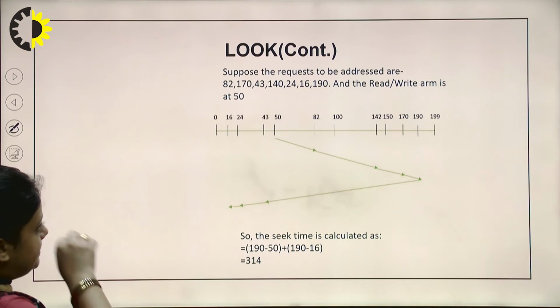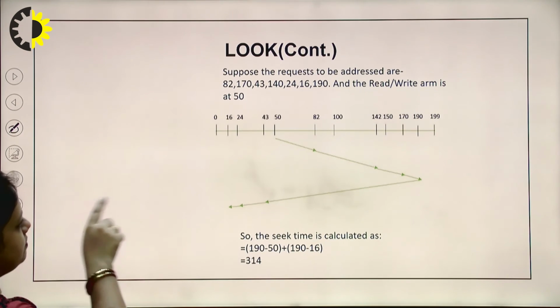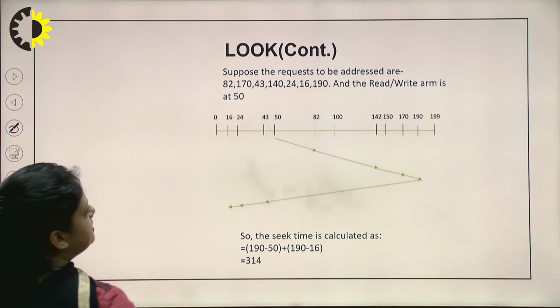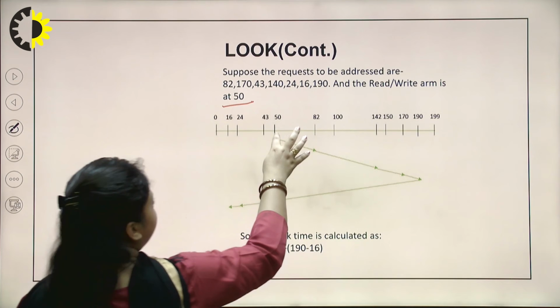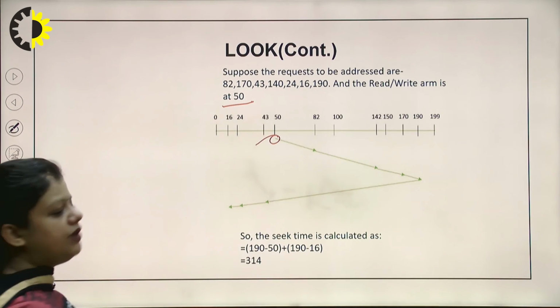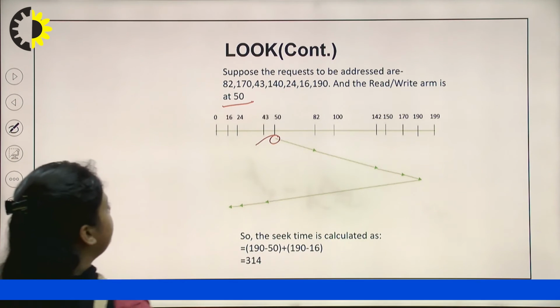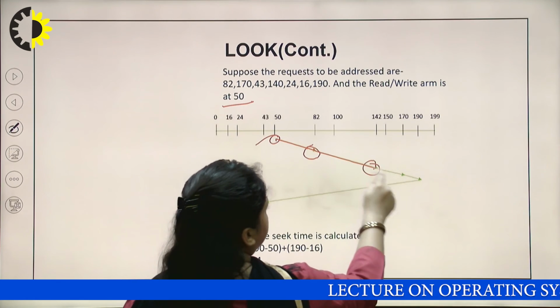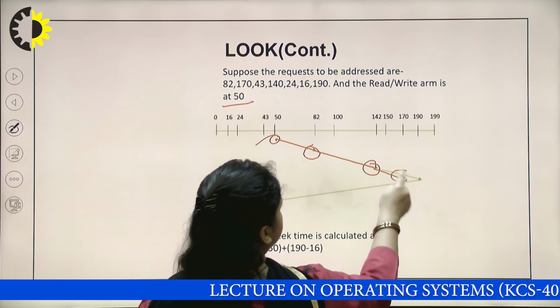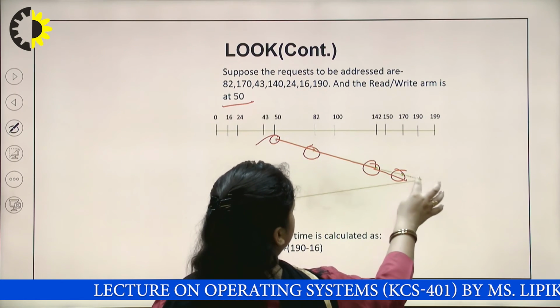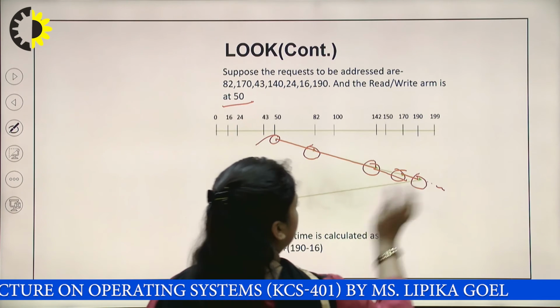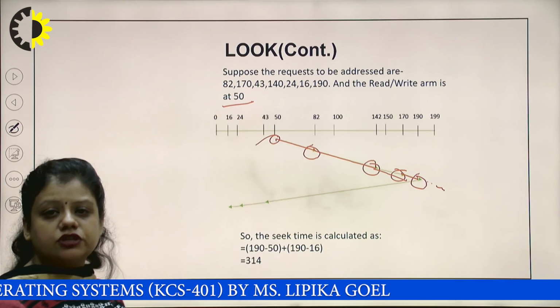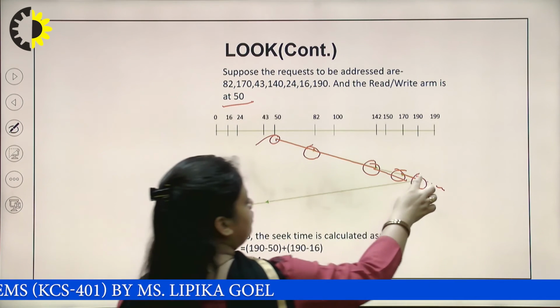You can see this example. Suppose we have a disk from 0 to 199, and the current head position is at 50, and we are moving in one particular direction. From 50, we went to 82, then to 142, then maybe 170, then the last request is 190. So here we are not going to 199 as we would for SCAN. We'll stop here at 190.